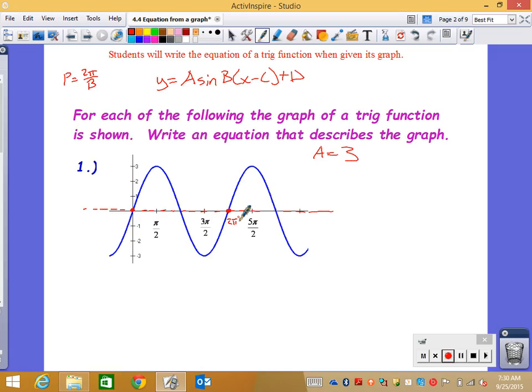And you might be able to make the jump right away, saying, oh, if my period is 2 pi, my b value is 1. But if you can't see that, we can write it out here. My period was 2 pi, and that is equal to 2 pi over b. Cross multiply, I get 2 pi b is equal to 2 pi. They cancel, so my b value is 1.